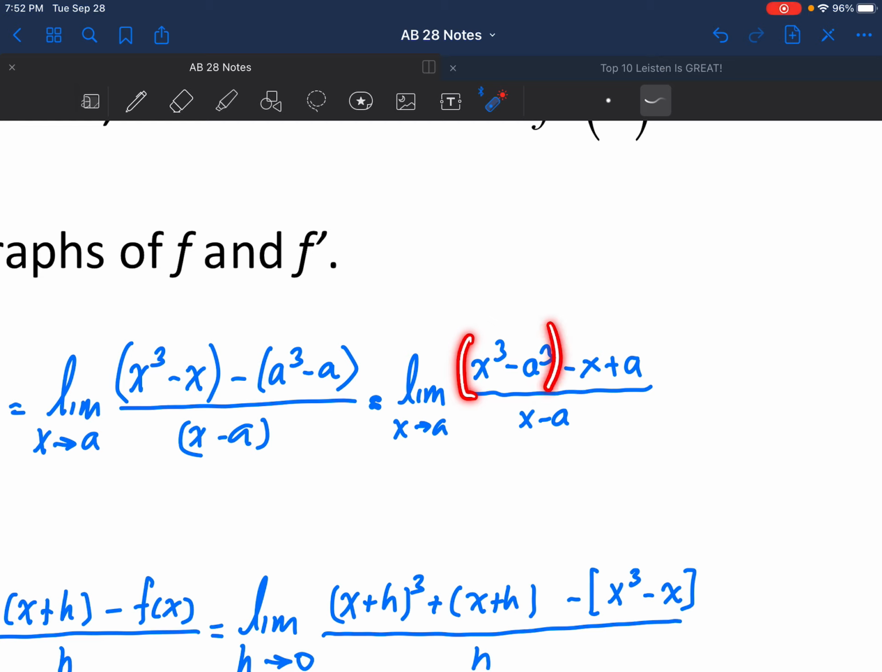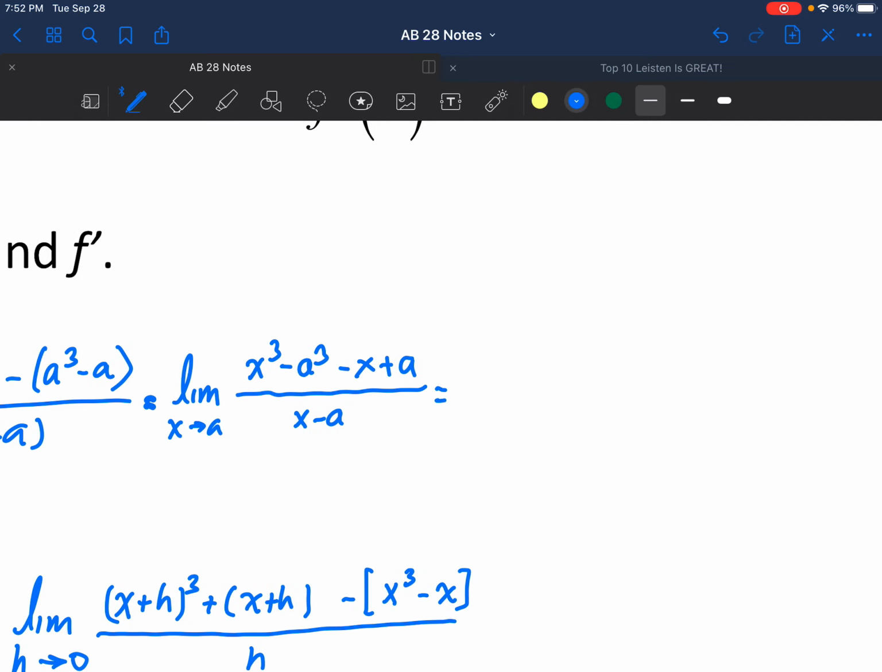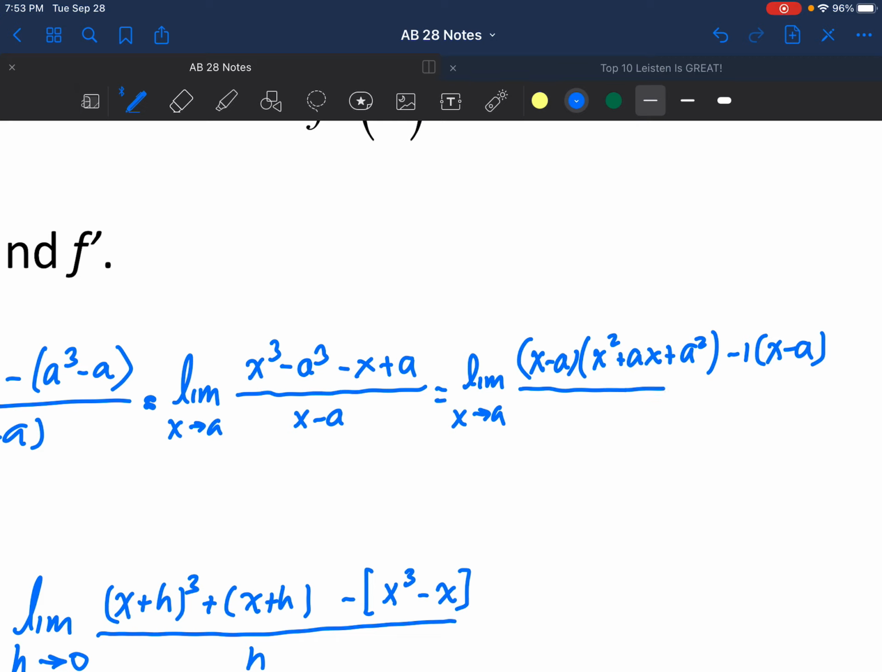I'm going to factor by grouping. I'm going to take the x cubed minus a cubed, and that negative x adding a, and factor out of that. That will yield the limit as x approaches a of x subtract a times x squared plus ax plus a squared, minus 1 multiplied by x minus a. Let me factor that. And what I see is there's an x minus a factor, an x minus a factor, and an x minus a factor. Everything has that common factor, so I can cancel that.